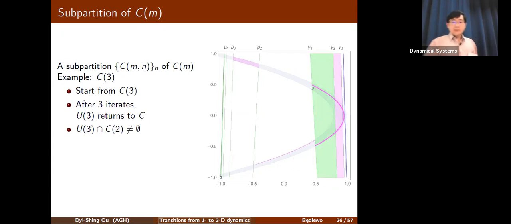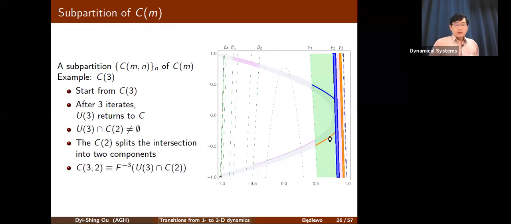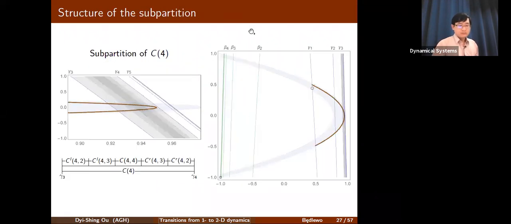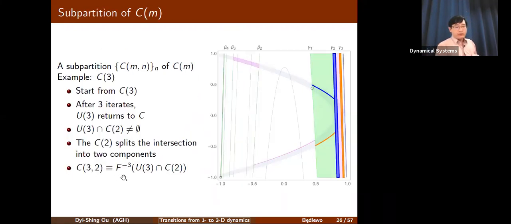We see that U3 and C2 intersect, and the intersection with C2 splits it into two components here and here. So we take the preimage. This means that there is a subset in C3 that is mapped to the blue component, and there is a subset in C that is mapped into this component. Let C3 be the preimage of the intersections to here.